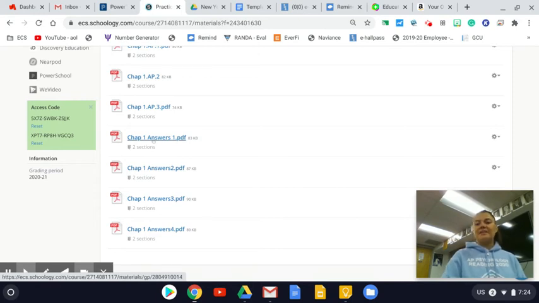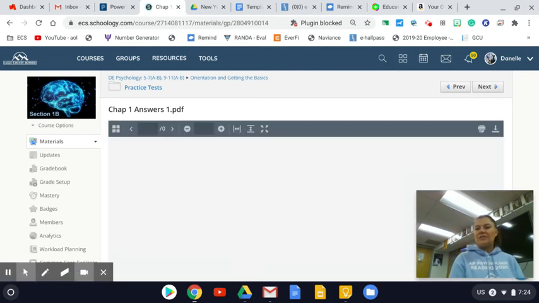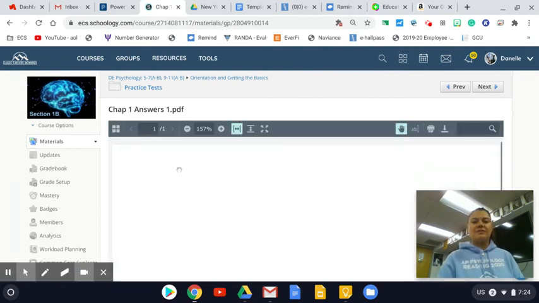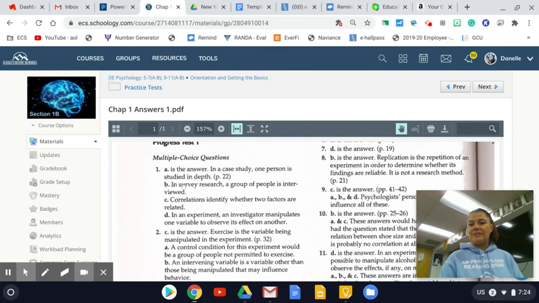The great thing about these answers, and I don't know if it'll load quick enough, is that it not only tells you the answer to the multiple choice questions that you just took, but it also tells you why it's not the other options. Okay, so you can see A is the answer, and then it tells you that it can't be B, can't be C, can't be D. So that's a really helpful way to study. All right.